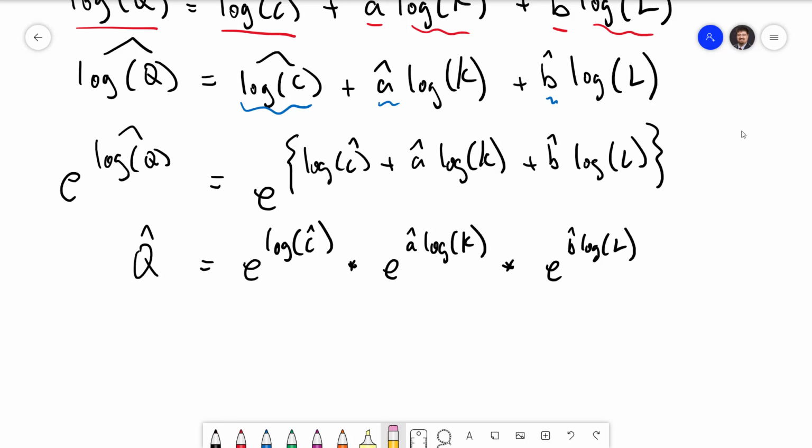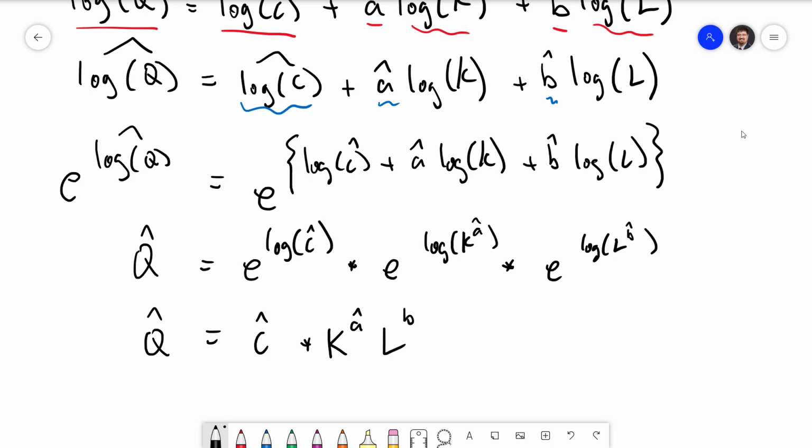We can also use our log rules here in reverse to move our A hats back inside the logs as exponents. So we're going to do that. Now all the e's and the logs are going to cancel. So what we're going to end up with is Q hat equals C hat times K to the A hat, L to the B hat. And now we've got things back into our original Cobb-Douglas function.